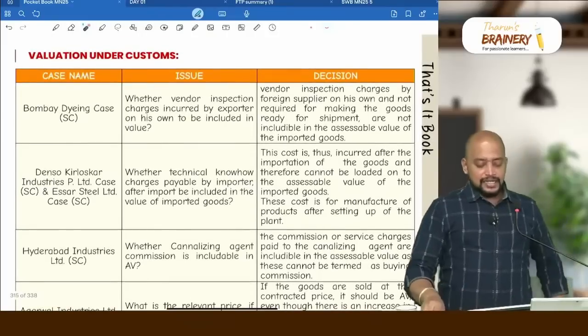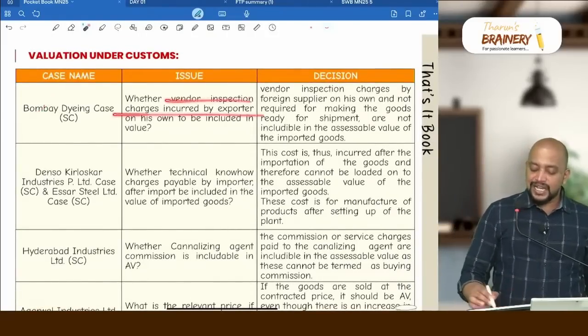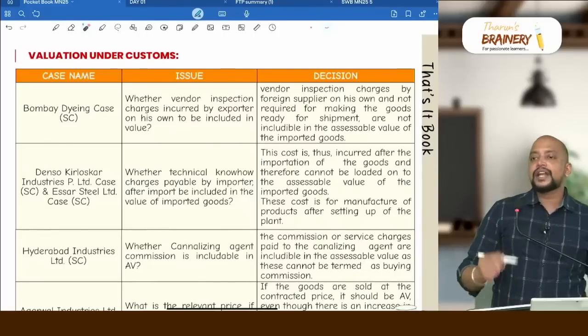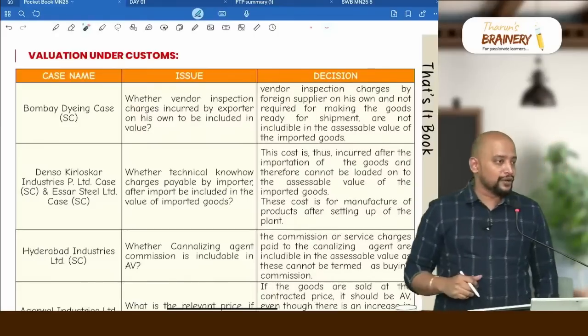Then next one, the Bombay Dyeing case by the Supreme Court: whether vendor inspection charges incurred by the exporter on his own are to be included in the value. See, any expenditure which is incurred by the exporter, only if charged to the importer do we need to include it in the value.